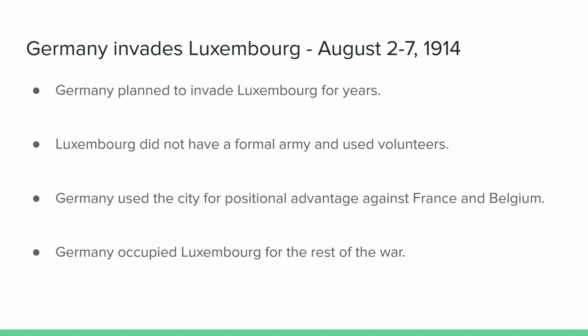Germany invades Luxembourg, August 2nd through 7th, 1914. Germany planned to invade Luxembourg for many years before, and they used the start of the war as a reason to invade. Luxembourg did not have a formal military and used volunteers to fight. They were outnumbered by the Germans and did not fire a single bullet and surrendered. Germany used the city for positional advantage against France and Belgium. Germany occupied Luxembourg for the rest of the war.